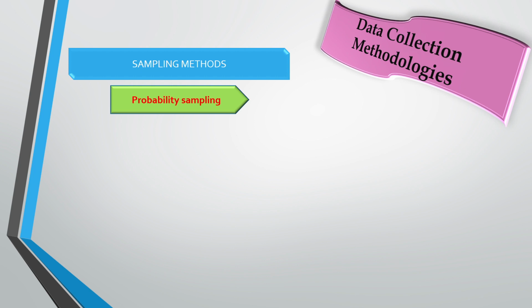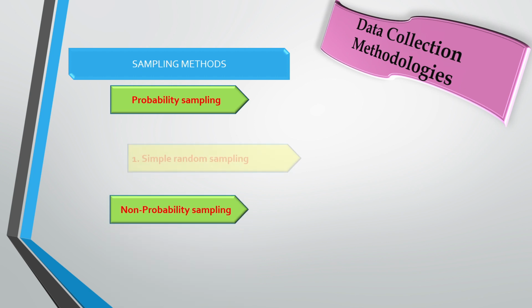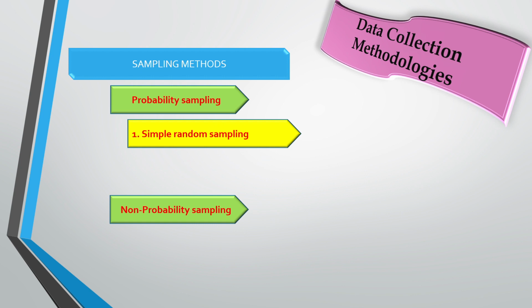There are four main types of probability sampling. First is simple random sampling. As the name indicates, simple random sampling is nothing but a random selection of elements for a sample. This sampling technique is implemented where the target population is considerably large.